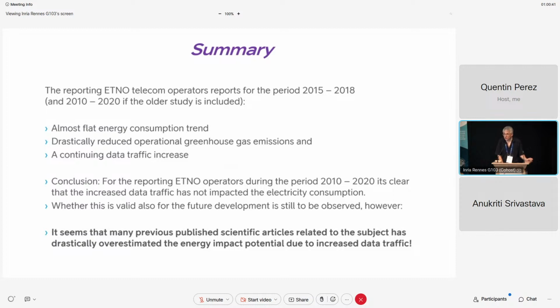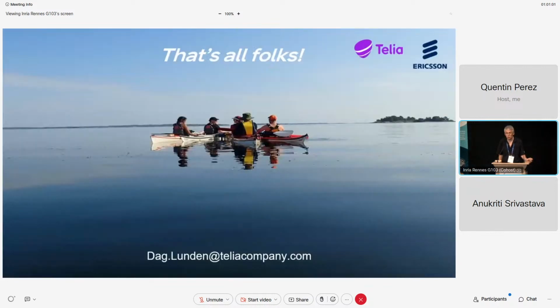For the full ICT sector, that is still a paper in the peer review process. So there will be a 2015 to 2030 paper for the full ICT sector that is to be published when the peer review process is done, but that's to come. And for the rest, yep, that was all.